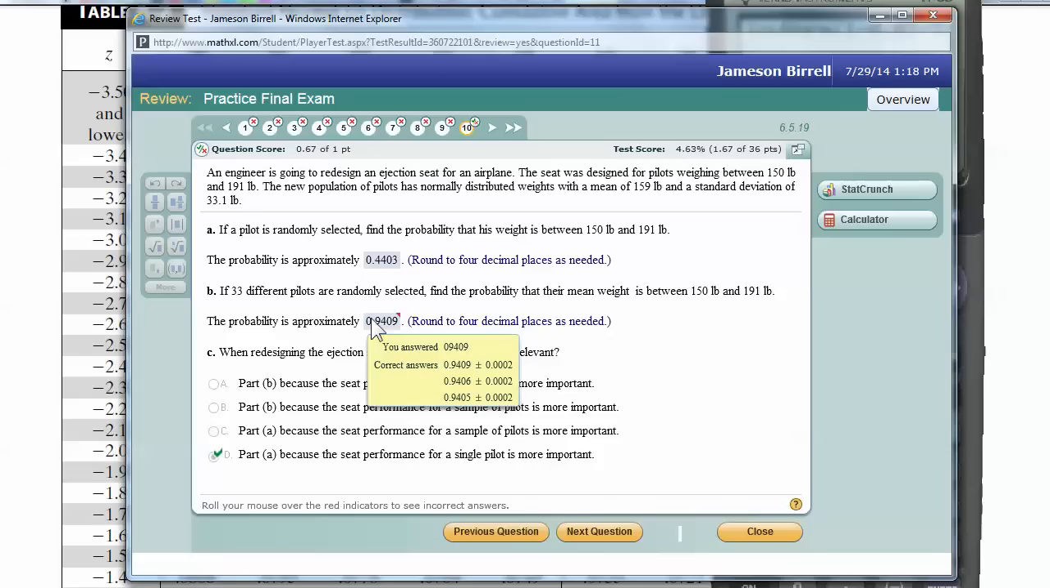Oh, I did not put a decimal. I put in 0.9409, but I didn't put 0.9409. If that happens to you on the final, or if you go back and look in your gradebook for the midterm or any previous quizzes, let me know and I'll make that adjustment so that I can give you that point back. All right, thanks.